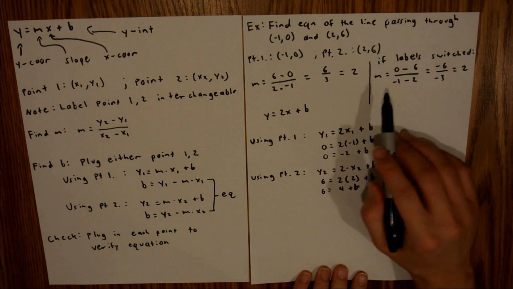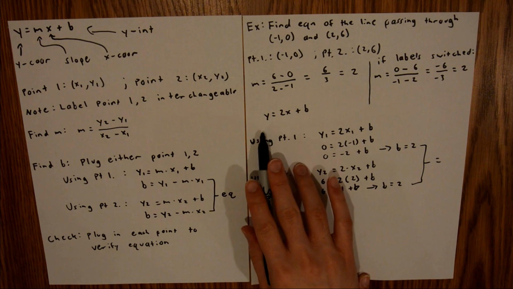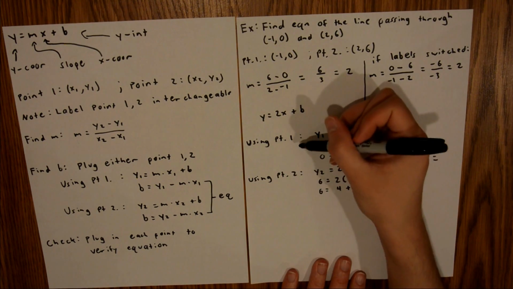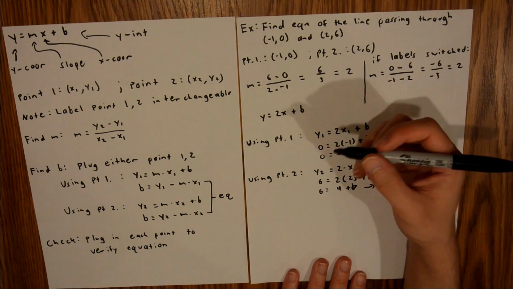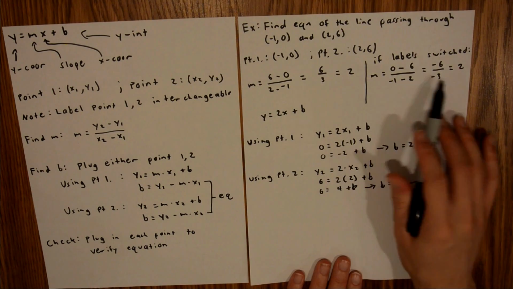And in the case where I switched the labeling, we found that the slope was still equal to 2, so we would have arrived at this same generic equation with the slope plugged in. And since I showed both points with the original labeling anyways, you would get the exact same y-intercepts that I did right here had you used this alternative labeling.